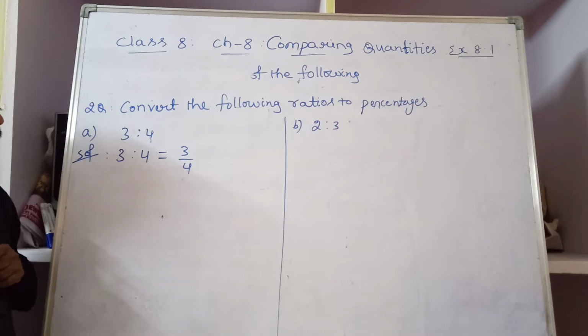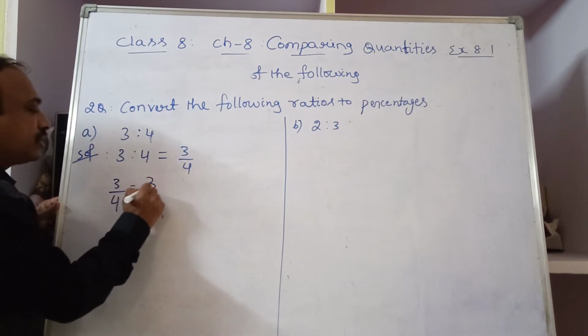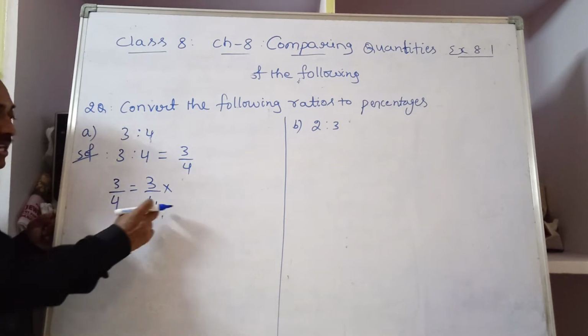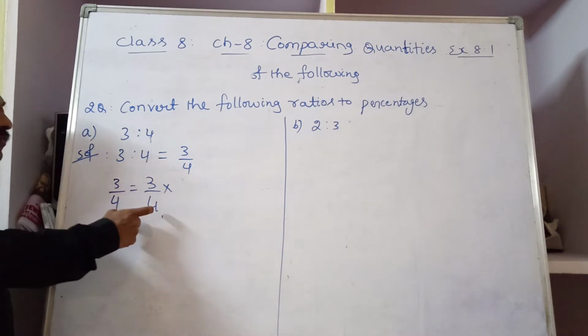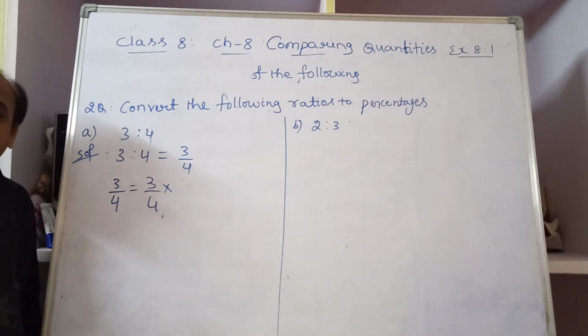When you multiply both numerator and denominator with the same number, it is called equivalent ratios. Now we are converting this ratio into a percentage. Percent means out of 100, so the denominator must be 100. So 3 by 4 is equal to 3 by 4 into, observe it, I am making the denominator 100. To get the denominator as 100, the 4 should be multiplied by, yes, you are right, by 25.